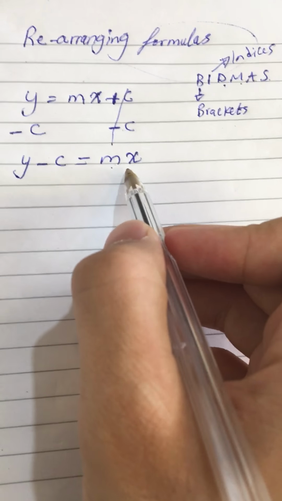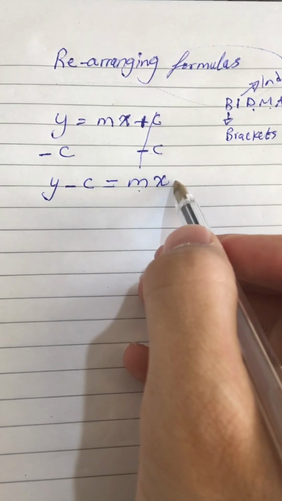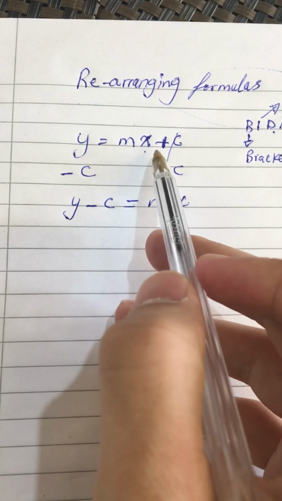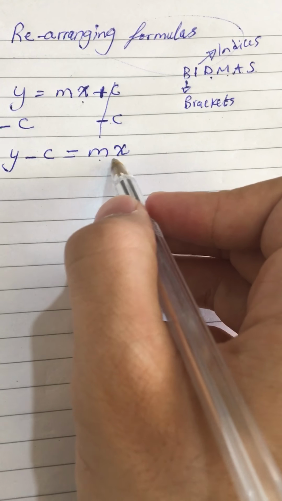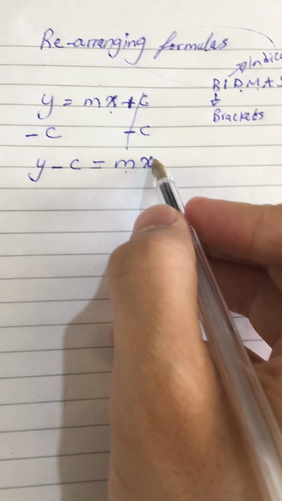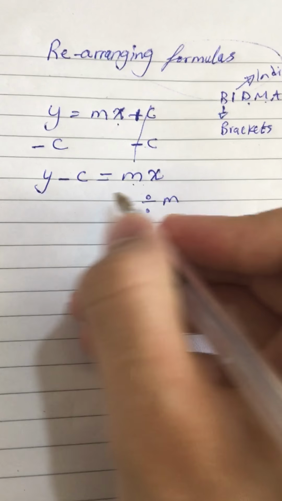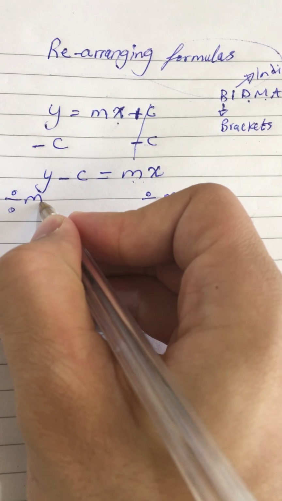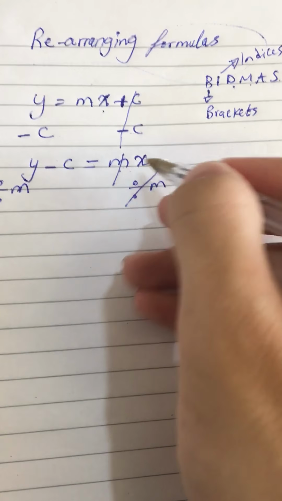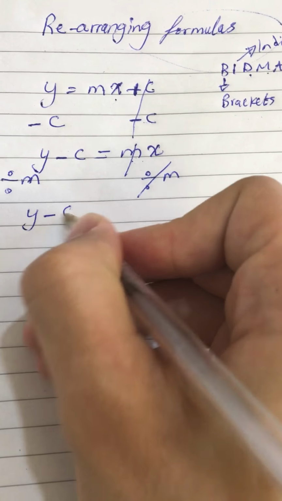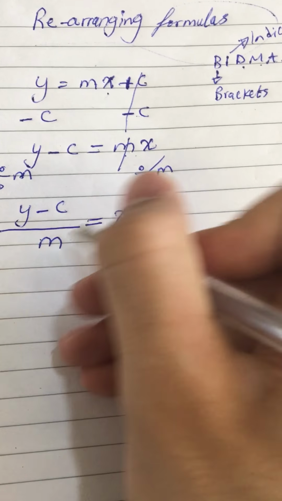Now, mx is the same as saying m multiplied by x. So now here we have m times x. The opposite of multiplication is division, and the opposite of addition here is subtraction. So opposite of multiplication, we divide by m both sides, since we want x to stay on the right hand side of the equation. So dividing by m both sides, as you can see, m's cancel out on this side, and you're left with y minus c, the whole thing divided by m, that equals x.